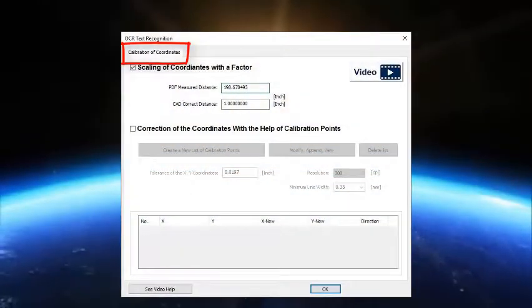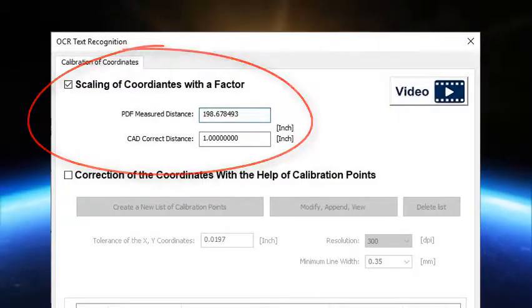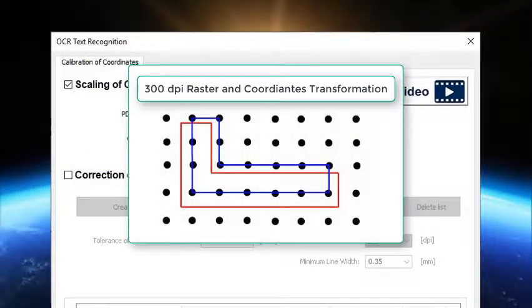Scaling of coordinates with a factor. Coordinates in PDF files are usually in a resolution of 300 dpi, which means that 1 inch, 25.4 millimeters, equals 300 pixels and coordinate points. This resolution is adequate for paper prints, but not adequate for CAD purposes.